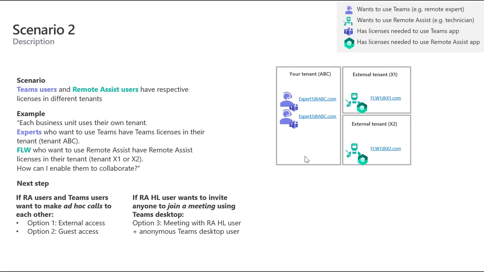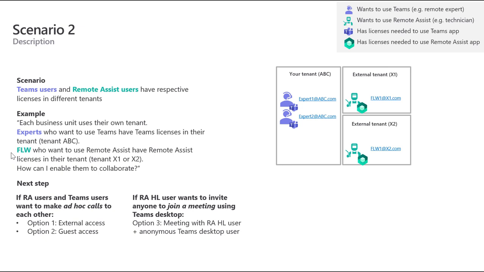So this might be the case if, for example, in your organization, each business unit uses their own tenant, and there are experts who want to use Teams and have Teams licenses in their own tenant, and first line workers who want to use Remote Assist and have their licenses in another tenant.